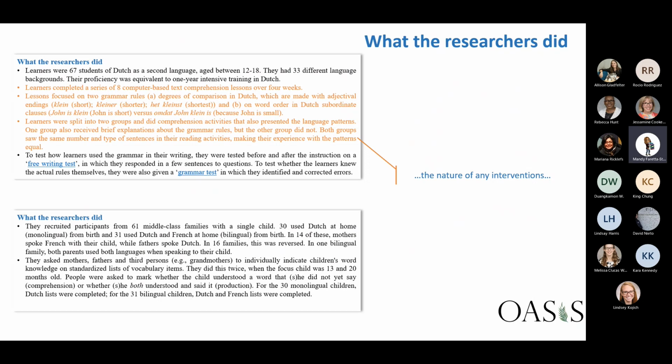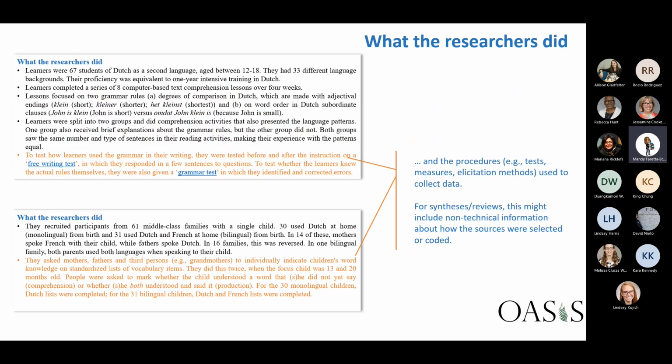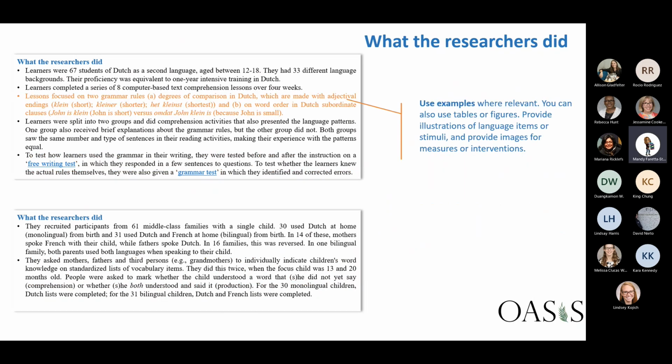Okay. Then, of course, sort of your tools and procedures, so the nature of any interventions, and then the procedures, so the tests used, the elicitation methods, or if you're writing an OASIS summary of like a synthesis or a review, again, non-technical information about how the sources were selected or coded. So you can see even like a meta-analysis, you could write an OASIS summary of a meta-analysis. It doesn't have to be a standalone original research article.